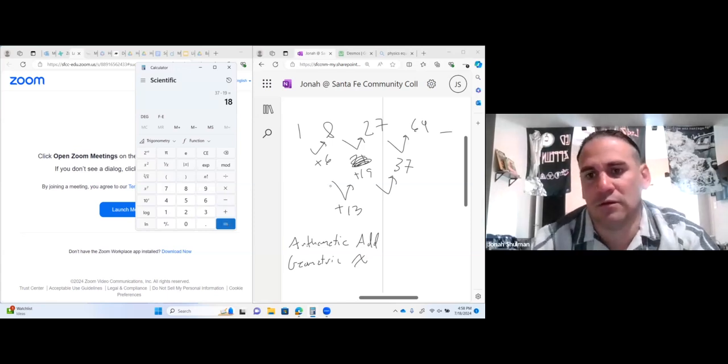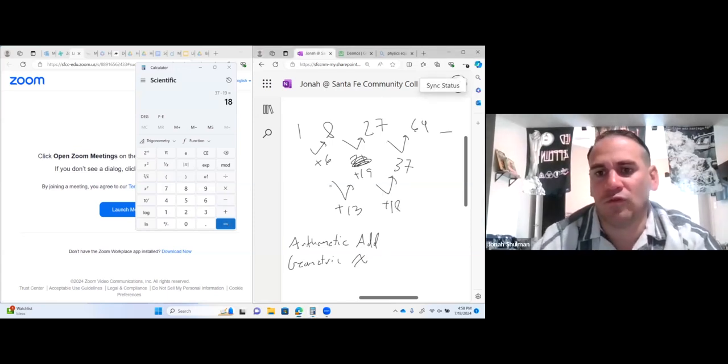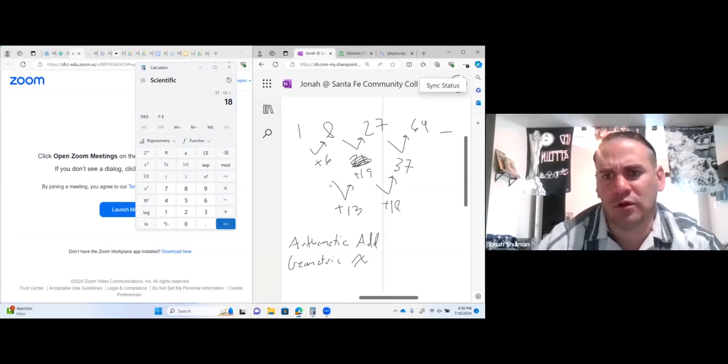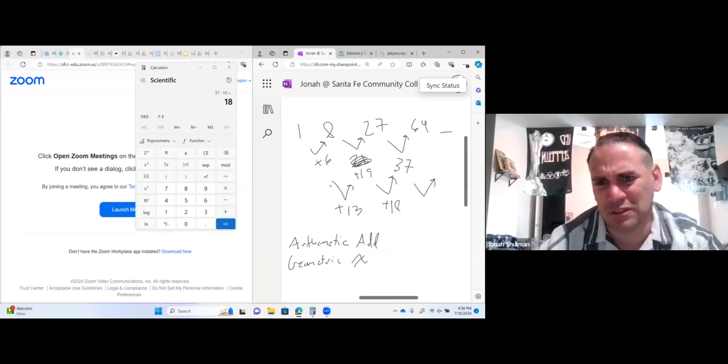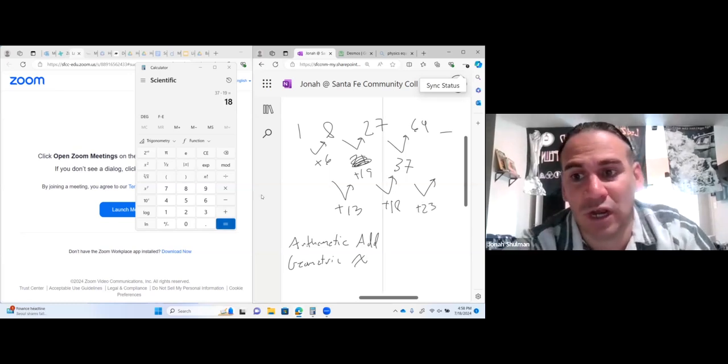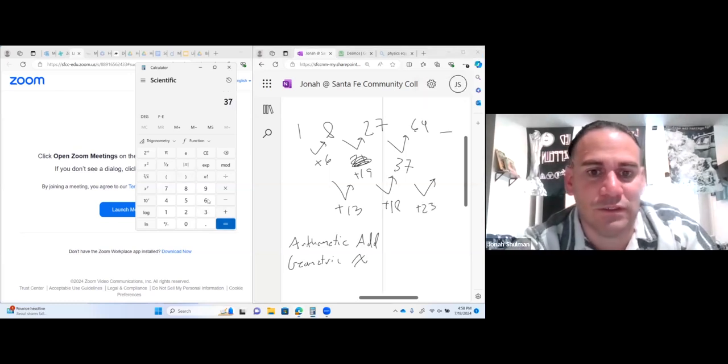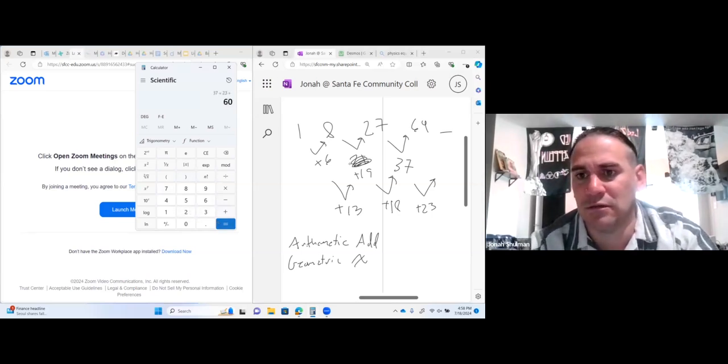18. So we went up 13 here, 18 here. Do you think maybe this one's going to be plus 5 more, 23? I don't know, but we can try it, right? 37, this is a two-step pattern, is 60.